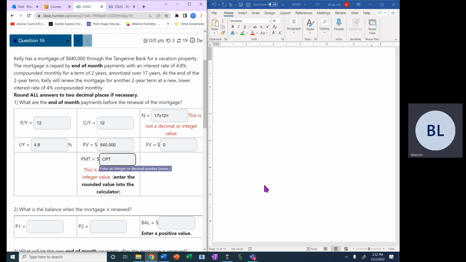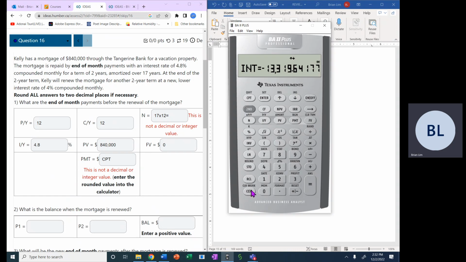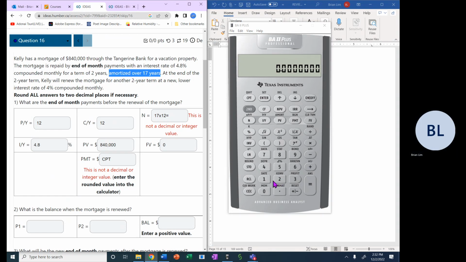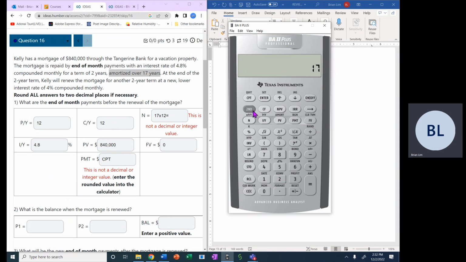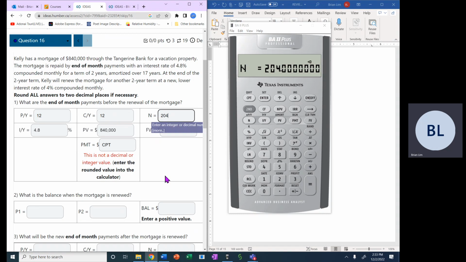All right, so let's start. Let's get the calculator up here and let's clear it out and start. So PY should be 12, and it is already. If not, you could enter it. PY is 12. So how many years? Well, we're looking at the amortization, not the term of the mortgage. So 17 years, second, N, and this turns out to be 204. So let's wipe that out and put in 204.